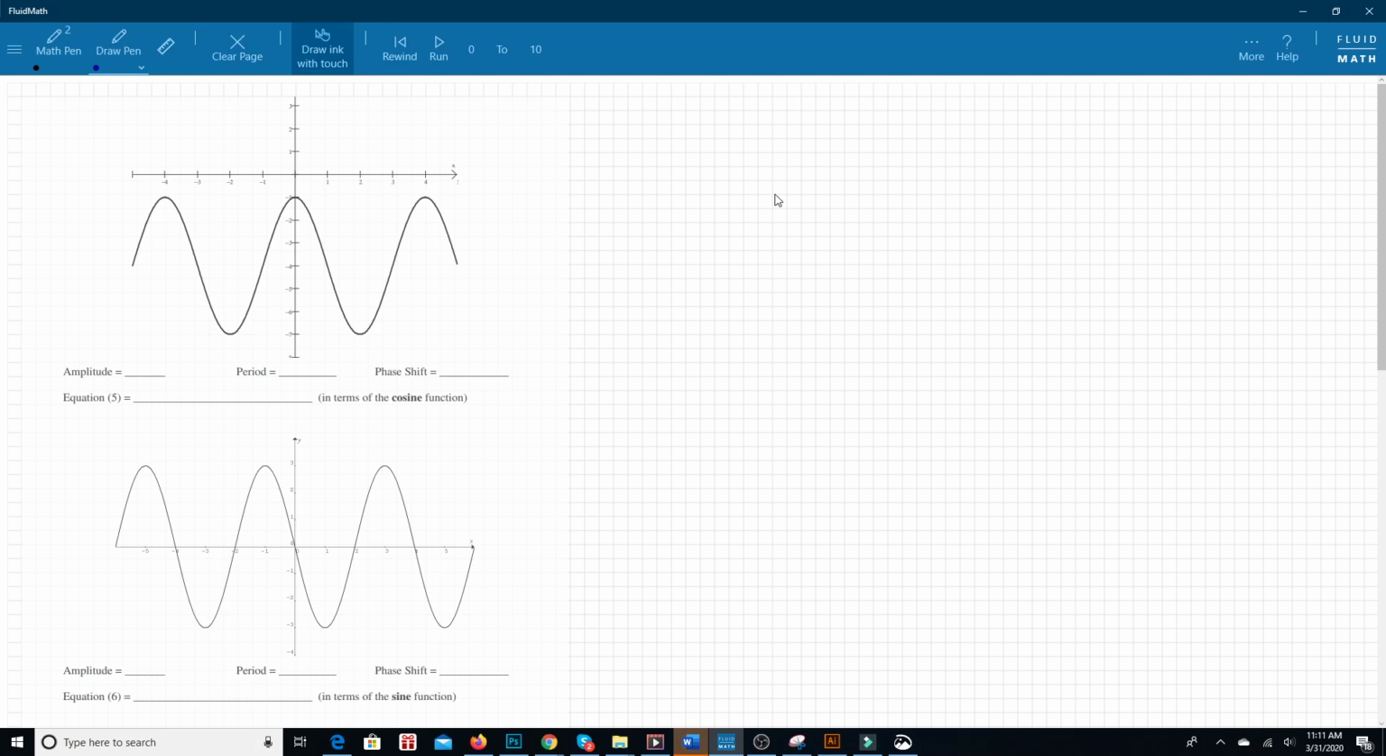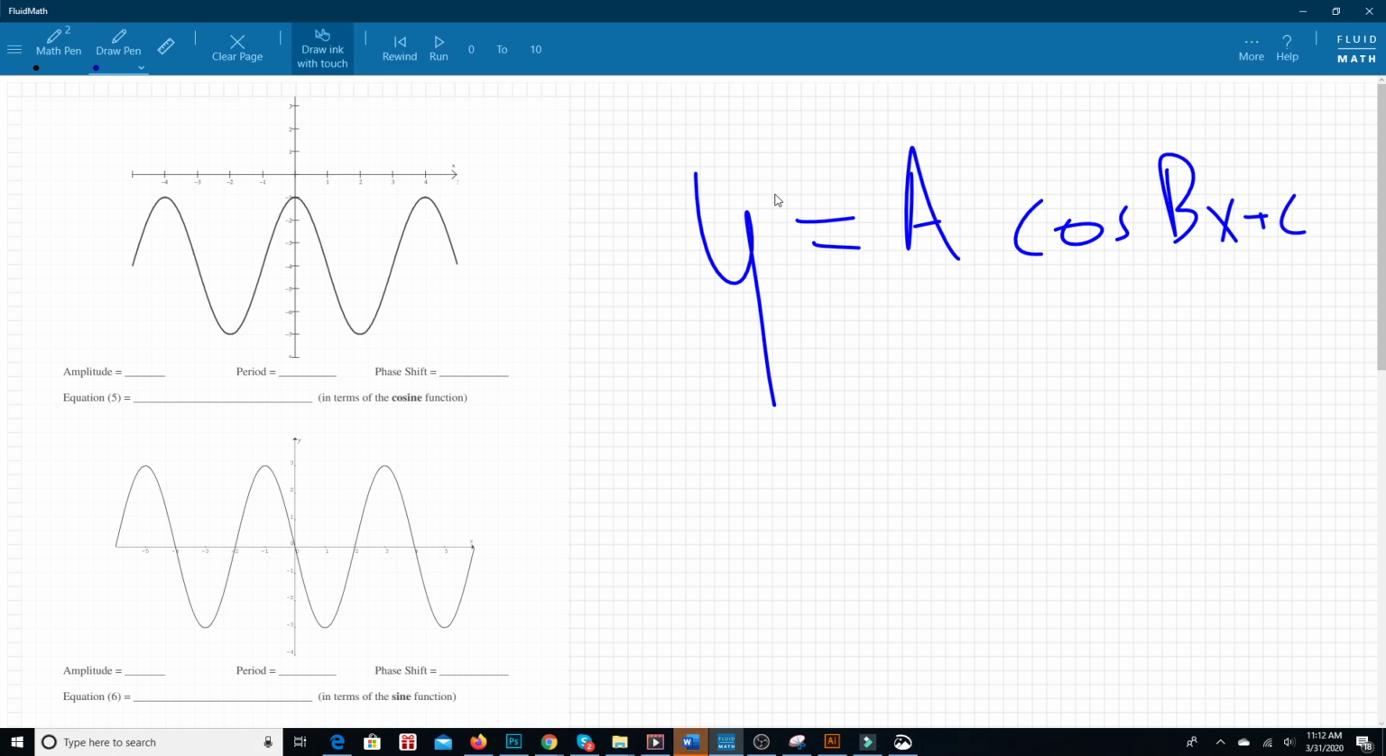All right. So let me get started with the first one. We're on question 5, right? Keeping in mind what our general formula is, y equals a cosine ... plus d. That's our general form, right? A being the amplitude.